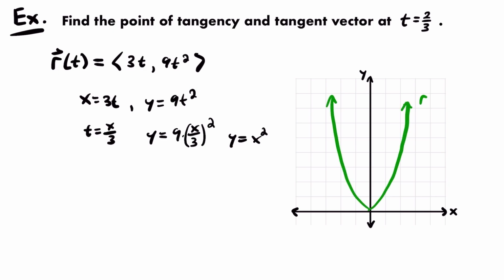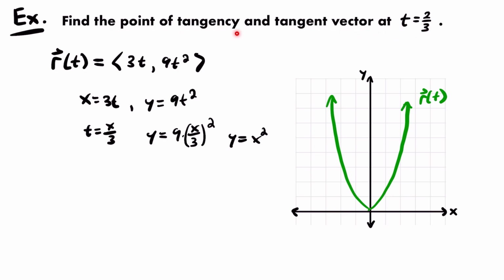That is our vector function, r of t. Do note that the vector function would be represented by this entire curve, not just a section of it, because we have no restricted domain, and 3t and 9t squared are defined for all values of t. But now that we have a sketch of our plane curve, let's work on finding what we actually need to find in this example, which is the point of tangency and tangent vector at t equals 2/3.